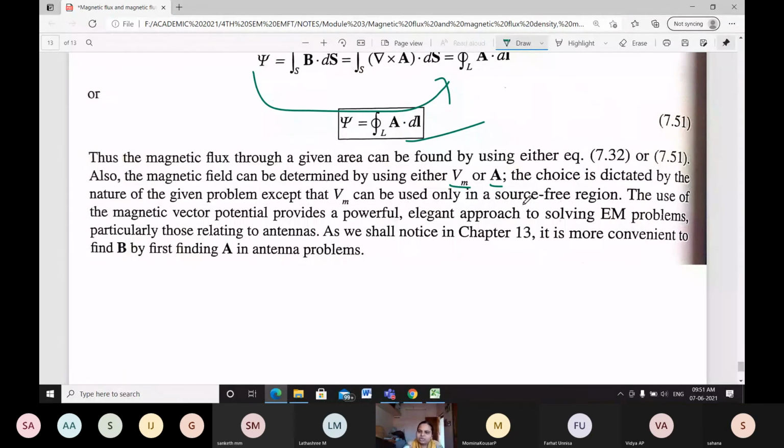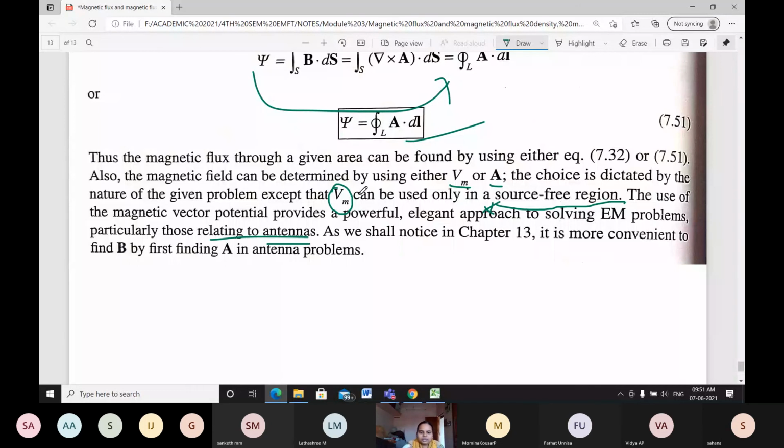Vm can be used only in the source free region. This is one small point we have to remember: where Vm is taken, it is for the source free region only, and then we can use the scalar quantity. The use of the magnetic vector potential provides a powerful and elegant approach to solving electromagnetic field problems, particularly those relating to antennas.